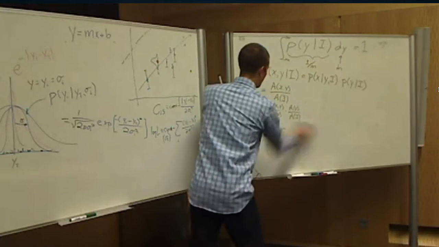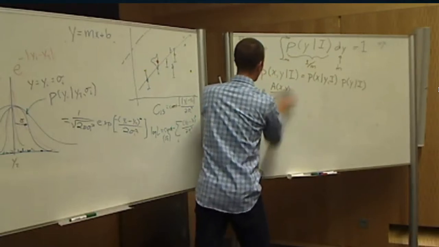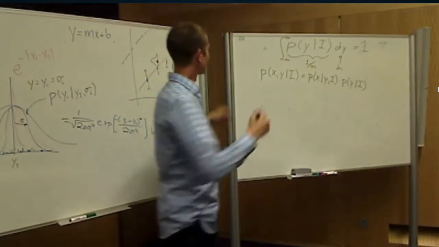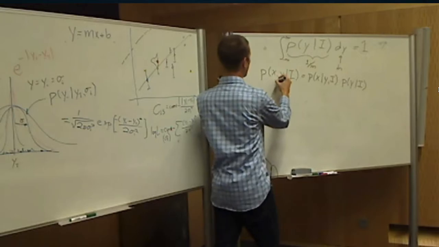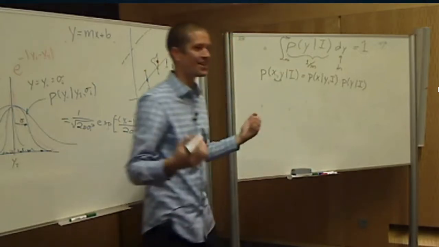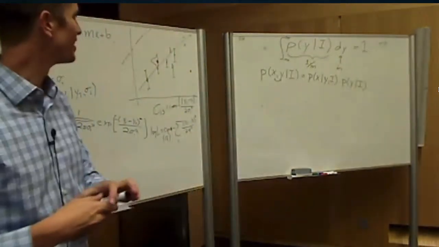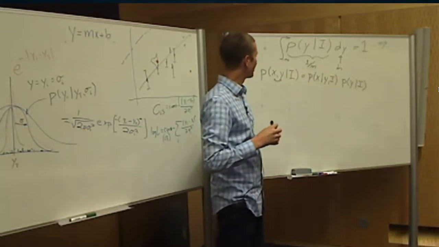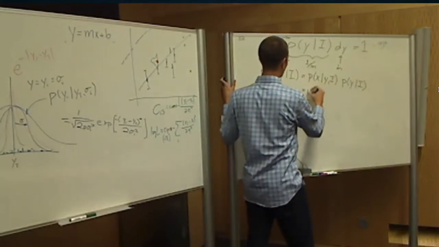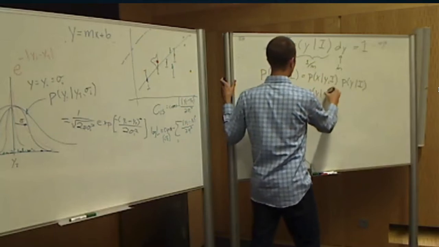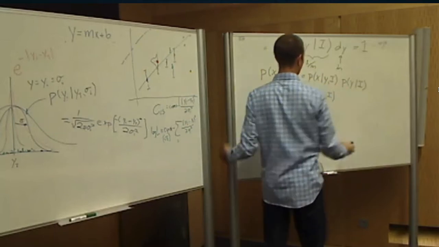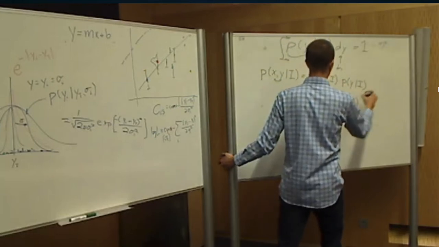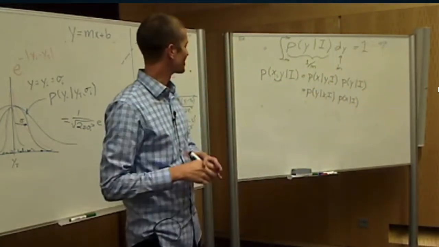Now, one thing that's interesting with this is that this is completely symmetric, right? So just as we did the probability of x and y, we could do the probability of y and x, right? It's just the same thing. You flip the signs. But if we do the probability of y and x, we can expand this in a different way, right? So we can say this is also equal to probability of y given x and the information times the probability of x given the information. So this is just another way to expand these things.